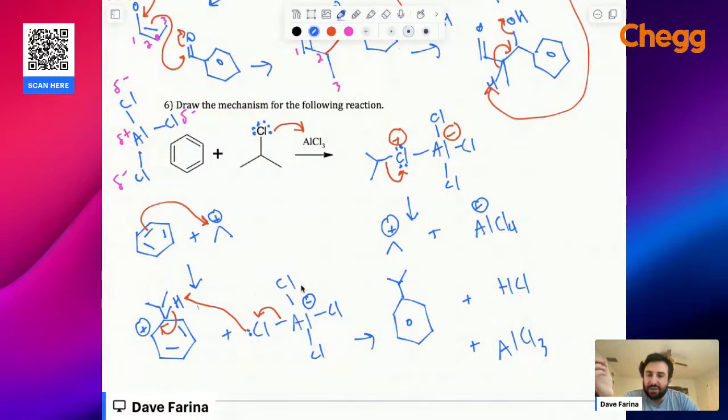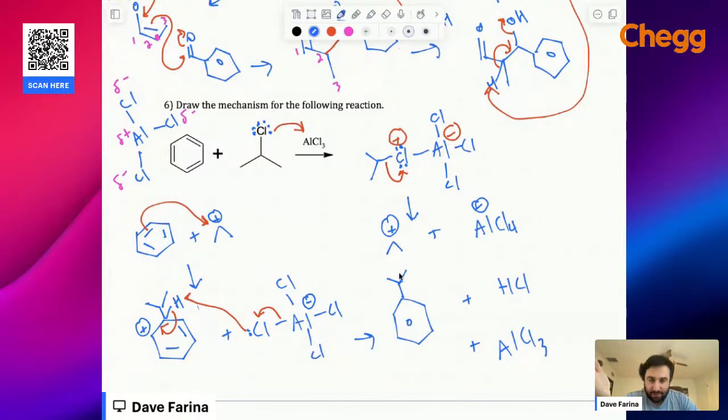And then this complex is going to come back and restore aromaticity. So the electrons in this chlorine-aluminum bond go to chlorine so that aluminum can be neutralized, right? If aluminum loses this electron, it'll be neutral again. So that's good. And so these go to chlorine, and then a lone pair on chlorine grabs this proton to form HCl. The electrons in the carbon-hydrogen bond go to form the carbon-carbon pi bond, thus neutralizing the positive charge in the ring and restoring aromaticity.